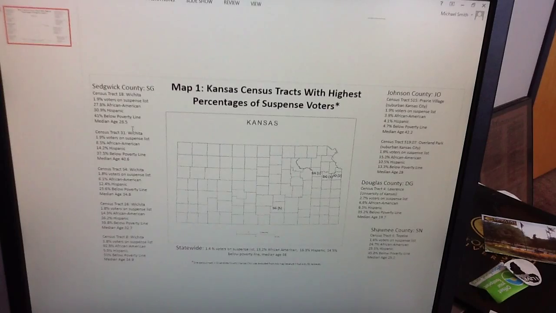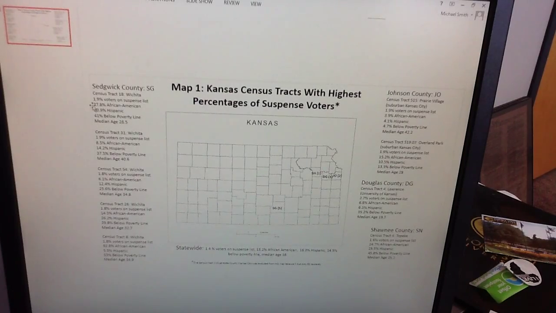So in these Wichita census tracts with the highest percentages of suspense voters, for example, one has 41% below the poverty line, 37.5, 25.6, 39.8, and one has a stunning 53% of residents below the poverty line. And that compares with the statewide average of only 14.5% below the poverty line.